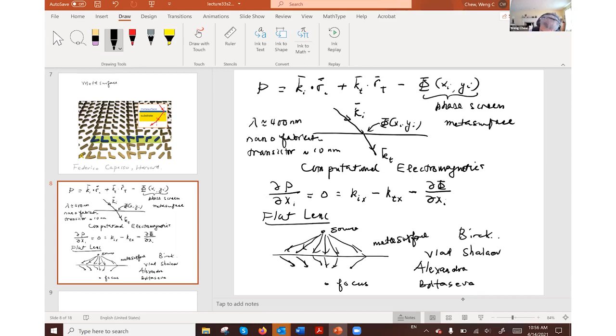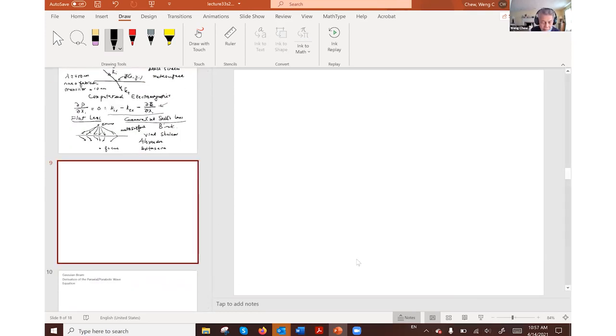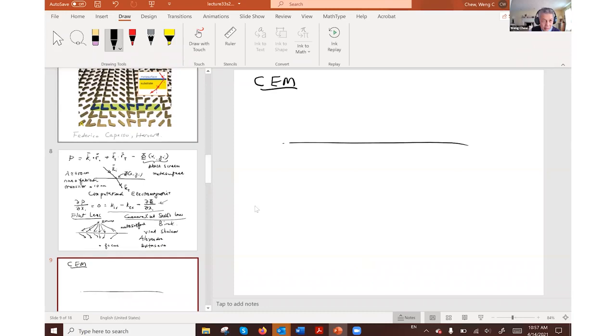Okay, and this is what gave rise to what we call the generalized Snell's law, because of this additional term we have over here. Okay, so are there any questions regarding this? Well, if not, let me move on to talk a little bit more about computational electromagnetics, on how to solve this kind of problems involving very complicated geometry like this.